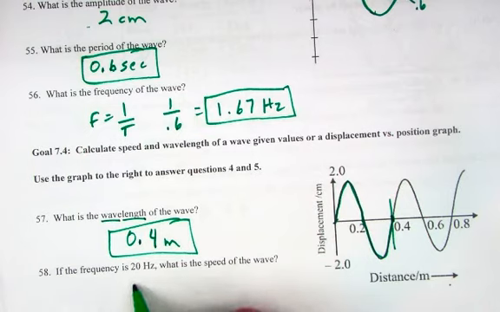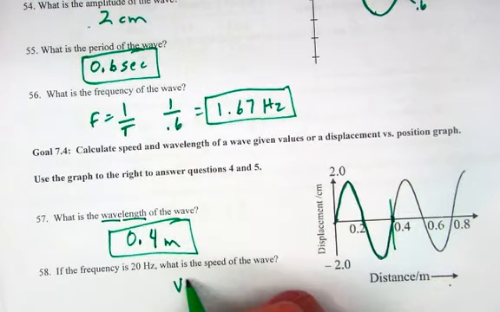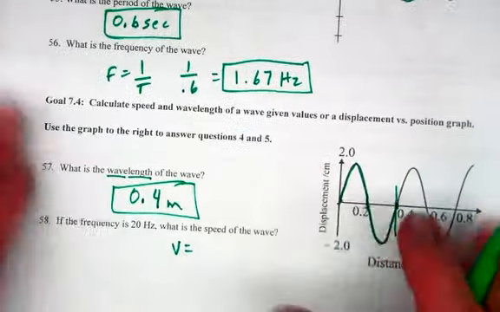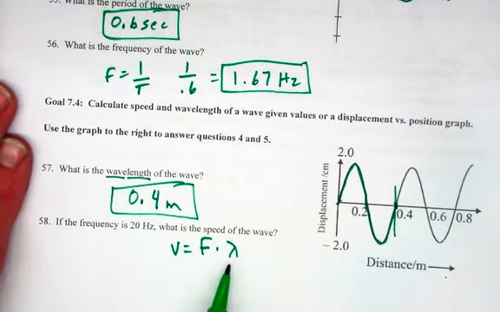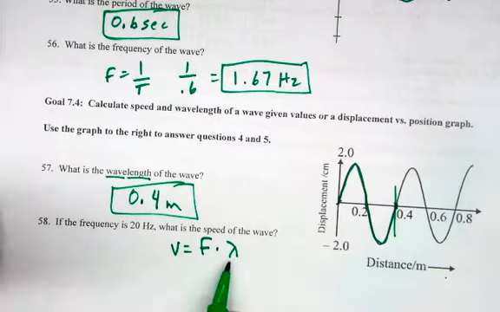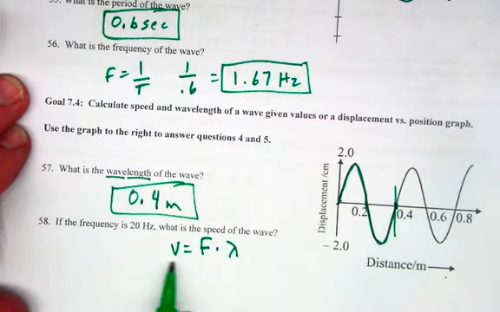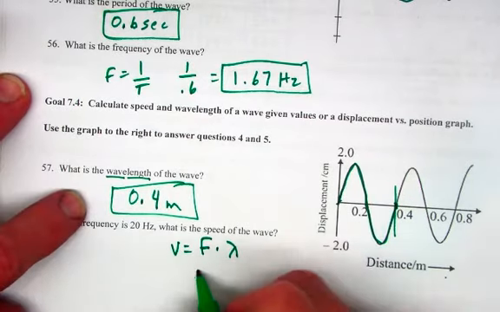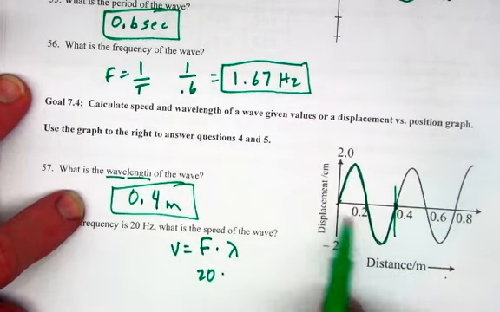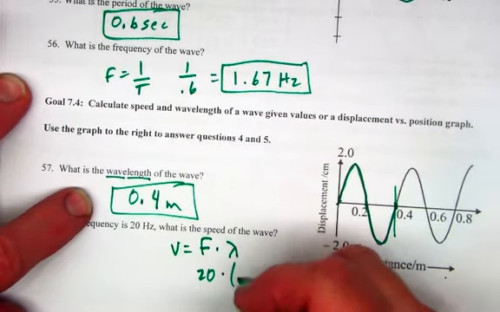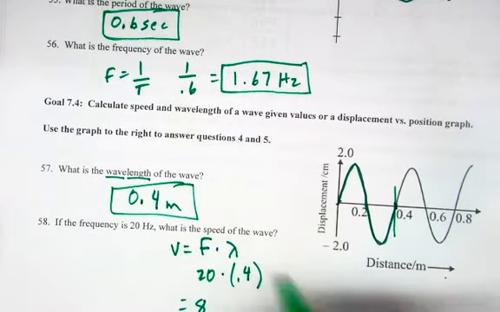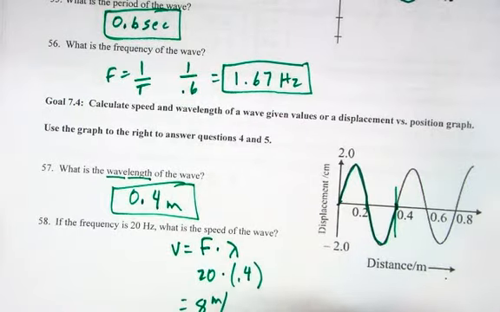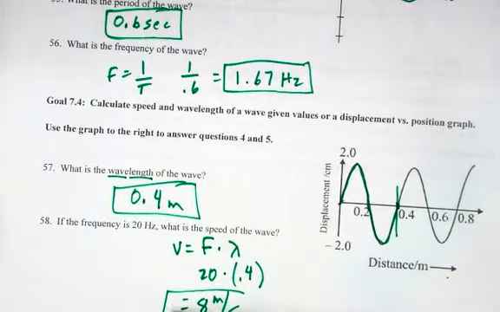If the frequency is 20, what's the speed of the wave? For this one, you're going to need the other equation. Speed equals frequency times wavelength. That funny looking backwards H means wavelength. So we're trying to find speed. We know the frequency is 20, and we know the wavelength from this graphic, we just calculated it, was 0.4. So we're going to take 20 times 0.4, and we're going to get 8. So the speed of the wave would be 8 meters per second.